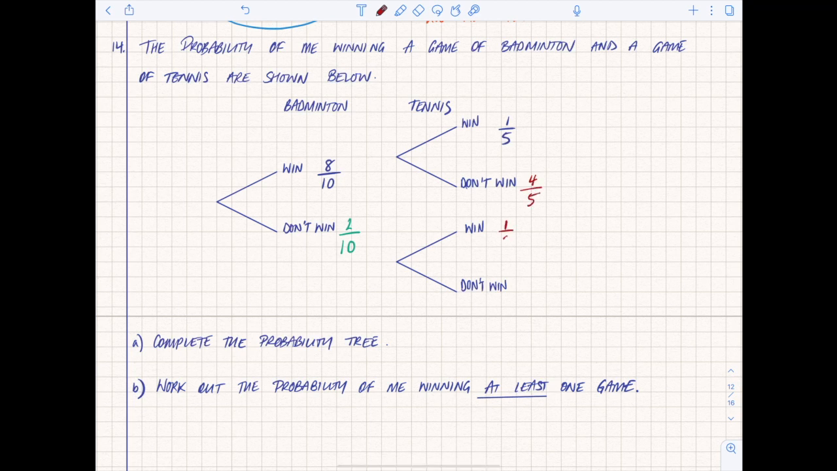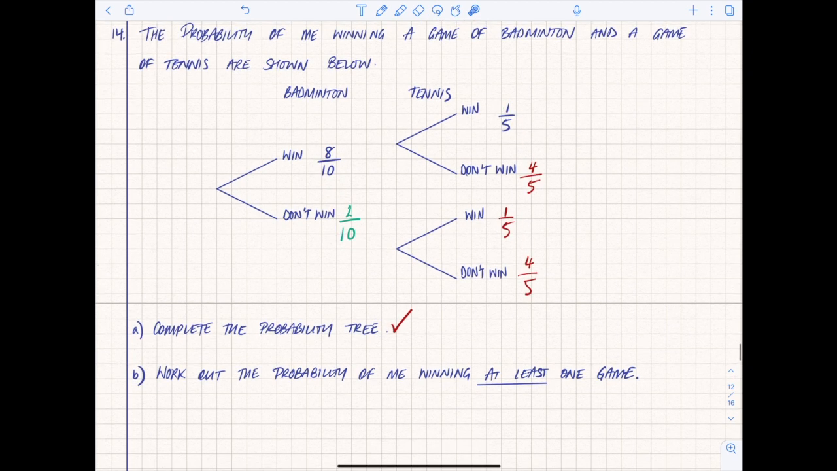Probability of winning again will be 1 over 5 and 4 over 5. So the complete probability tree, just making sure that you know that they have to add up to 1. It should be relatively simple for you. You should be quite confident with that.